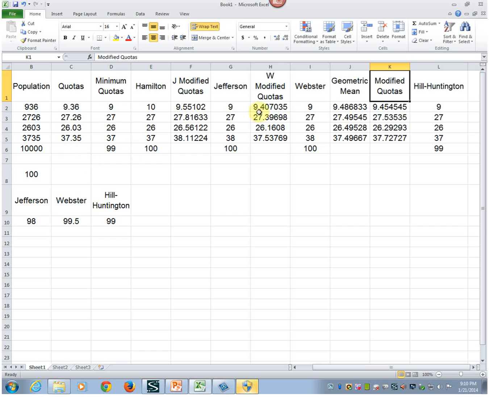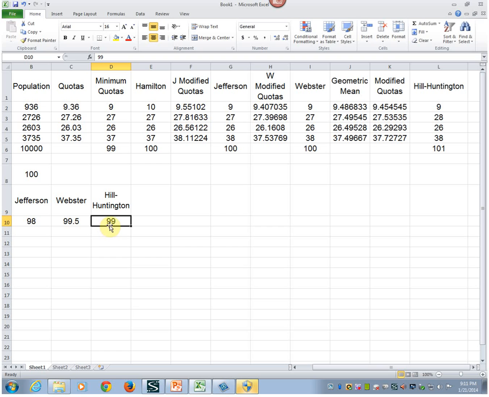Remember the rule of thumb, if the quota is greater than the geometric mean, we round up. So here the quota is less, we're going to stay at 9. Here the quota is more, so we'll move this one up to 28. Here the quota is less, so we'll stay at 26. And here the quota is more, so we go up to 38. And you see that causes a problem because now we're at 101. So let's just adjust this, and my quotas will adjust automatically.